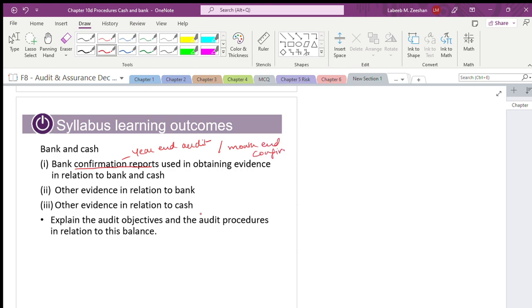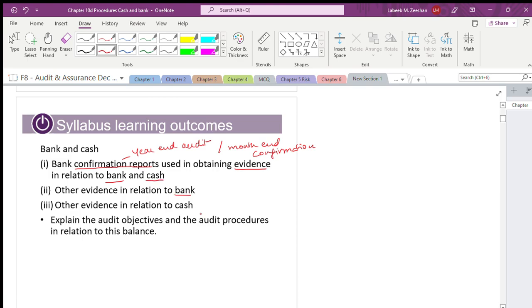Every one of you has bank accounts. Every one of us gets an email from the bank at the end of the month regarding the bank statement. Maybe we don't look at it that much, but we get it. Bank confirmation reports are used for obtaining evidence about how much is in the bank and how much is with our cash.